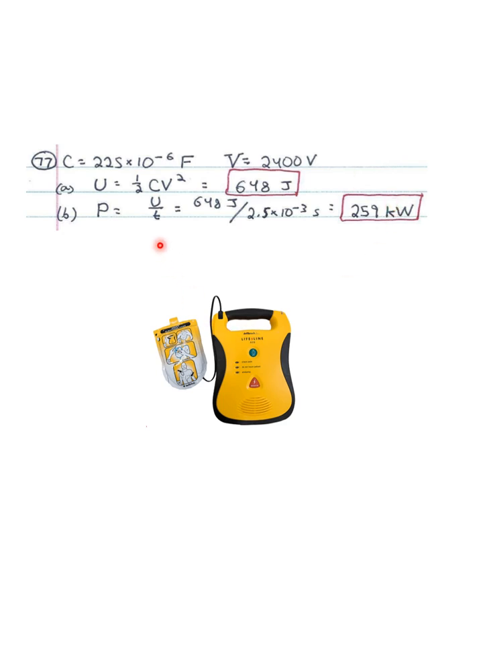Then remember that power is energy delivered or energy transformed divided by time. 648 joules divided by 2.5 times 10 to the negative 3 seconds, and you get 259 kilowatts.